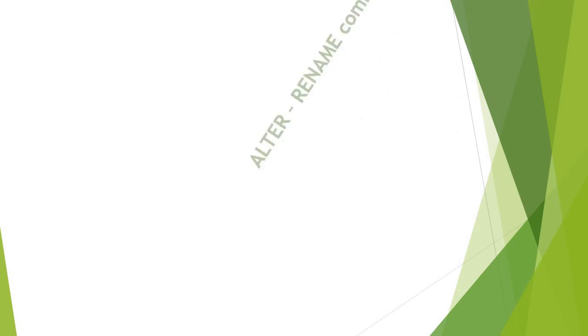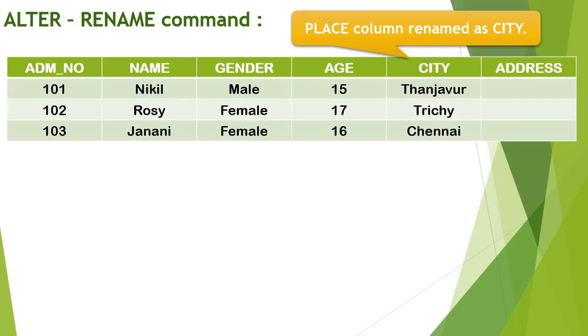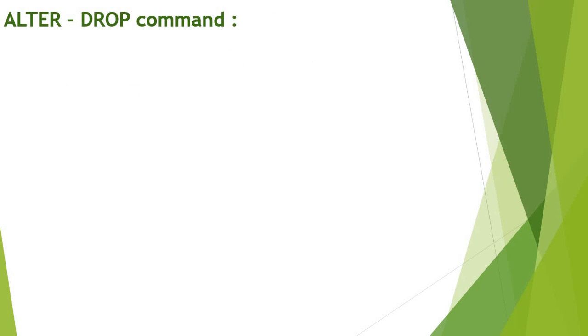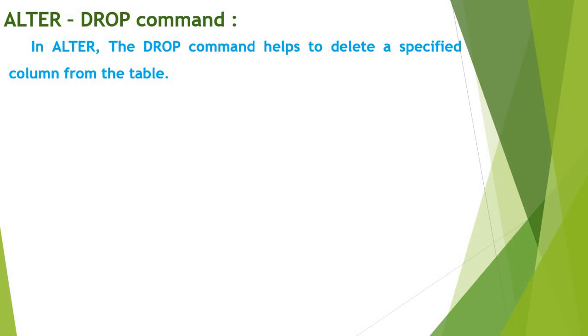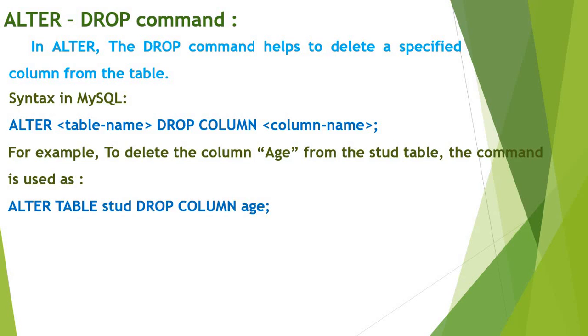Okay, and then the next one is the rename command. It is used to rename a column name. Sorry, we already discussed this. The next one, the drop command. The drop command is used to delete a specific column in a table. Its syntax is alter table, table name, drop column, column name. For example, we plan to delete a column age. How to delete this? Use the syntax alter table, table name, drop column, column name.